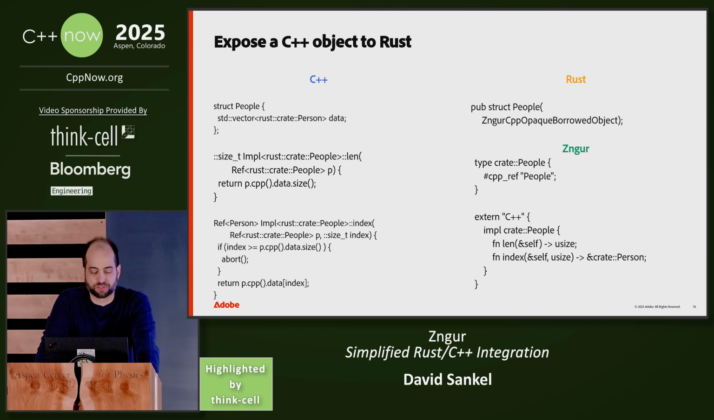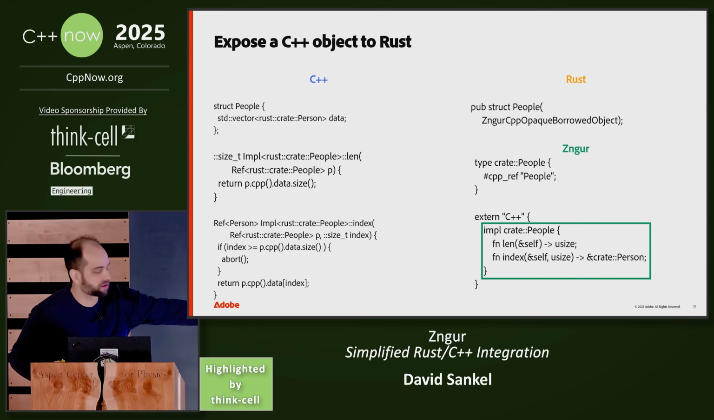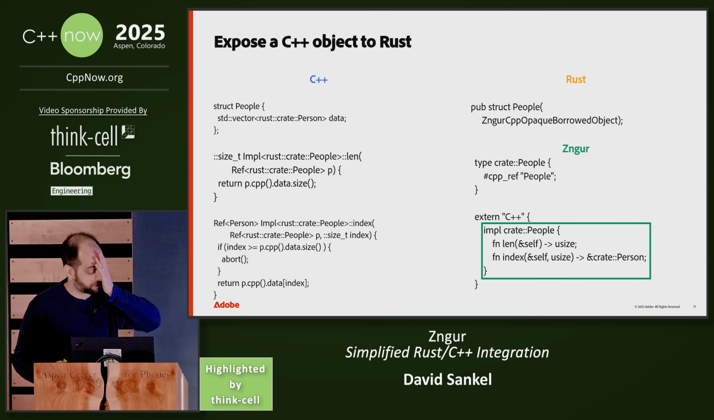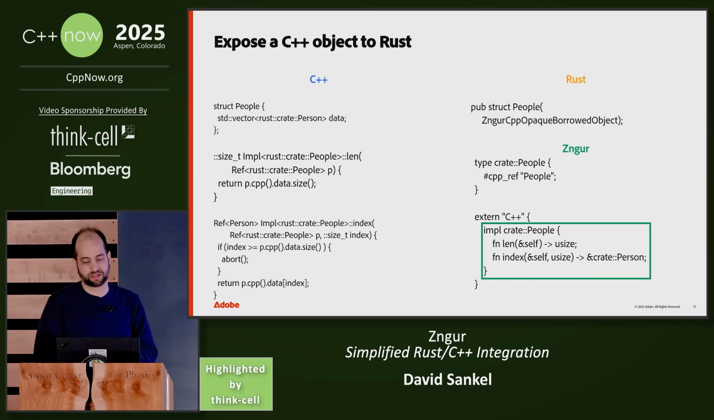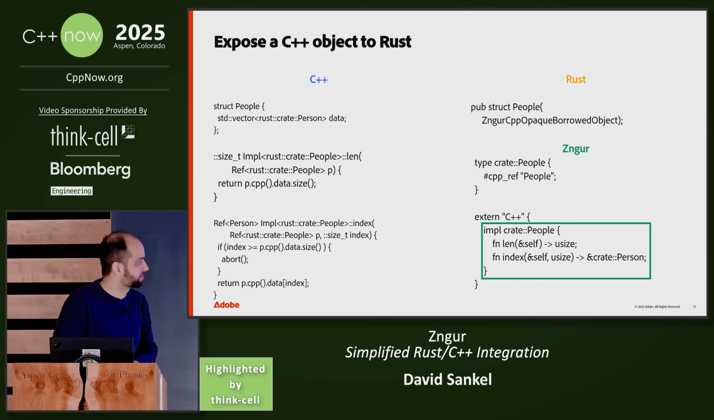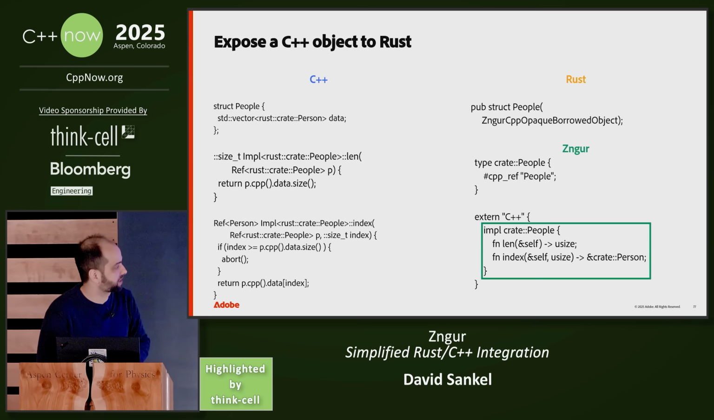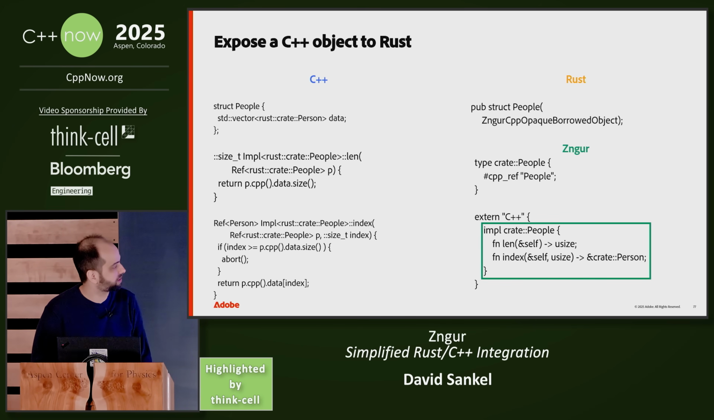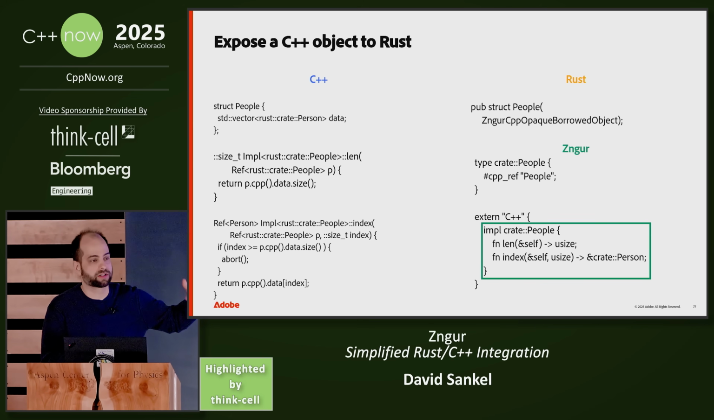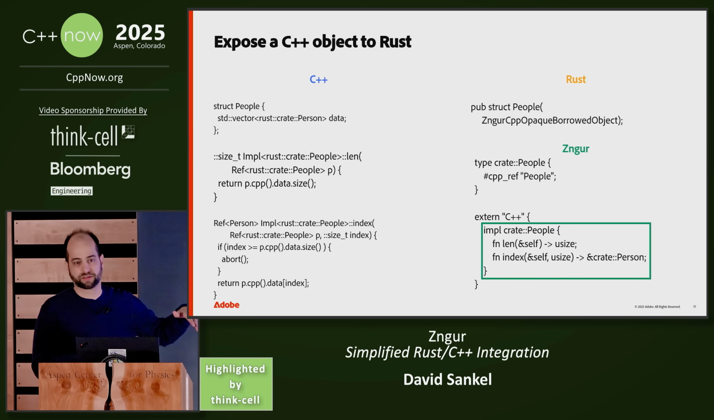Cool. So how about exposing this object? How do we do that in Zngur? We're going to start at the bottom right here to see how that works. First, we had a .len and we had a .index. So we need to expose that to Rust. And we do it very similar to how we did before. We just take those function declarations. This is an impl for the people object we're exposing in Rust. And we wrap it in an extern C++ to make it clear that these are being implemented on the C++ side.